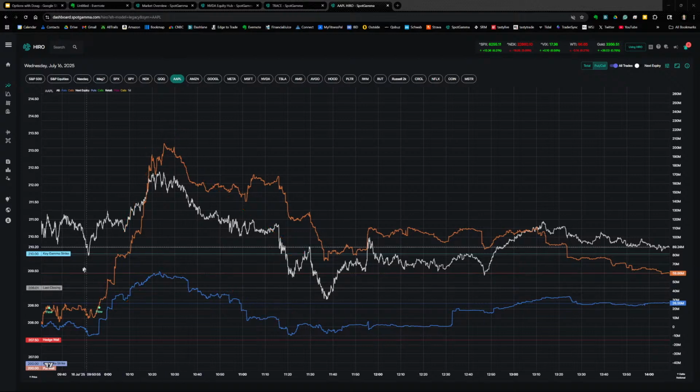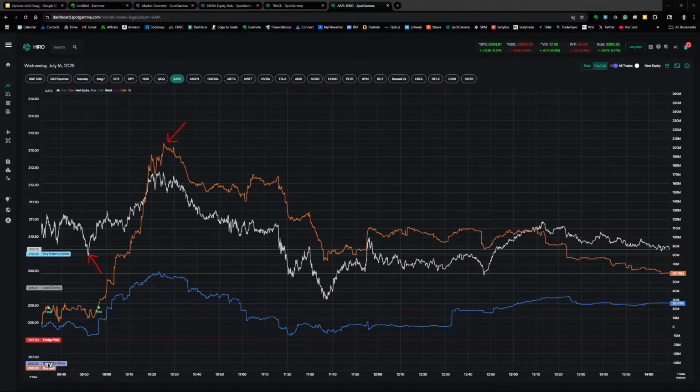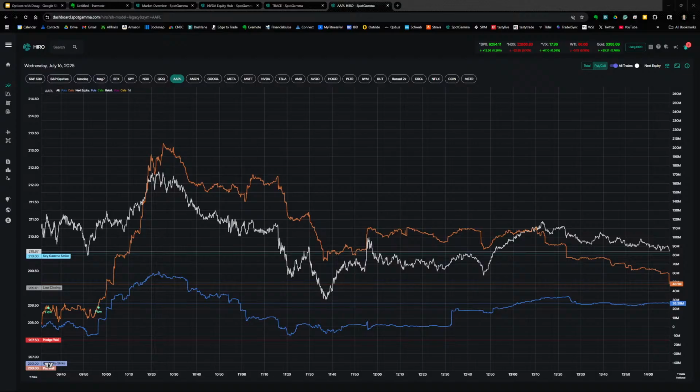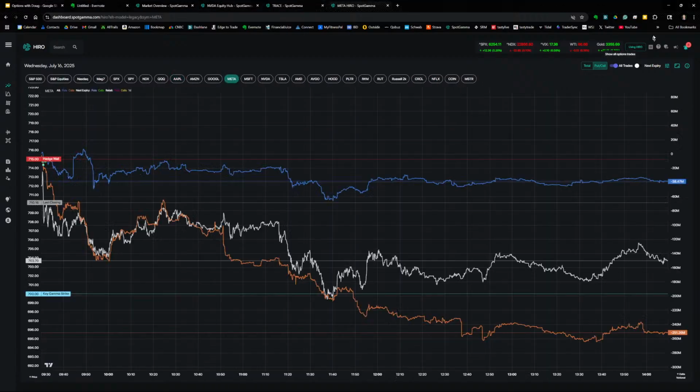So a couple ways to play this. First of all, if you caught the move up from the 210 key gamma strike or the reversal, so two ways: bullish, support of the 210 key gamma strike, or the bearish call peak reversal pattern. All right, so that's Apple. Next stock I want to take a look at is Meta. So let's go to Meta here.